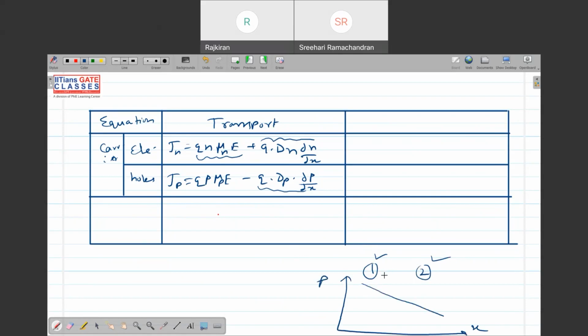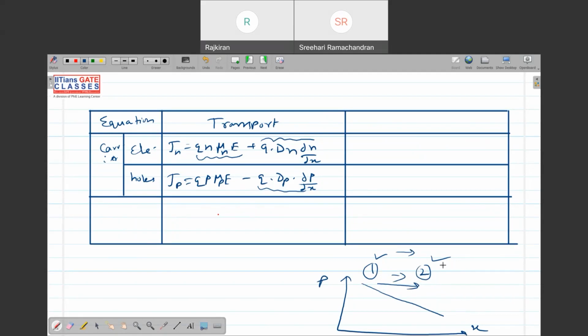So will the holes move from 1 to 2 or 2 to 1? 1 to 2. They will move like this. And what is the hole current direction? 1 to 2. So the hole current direction is the same as the hole moving direction. So it should be positive in this case. If I say this is positive x, it should be positive, no?